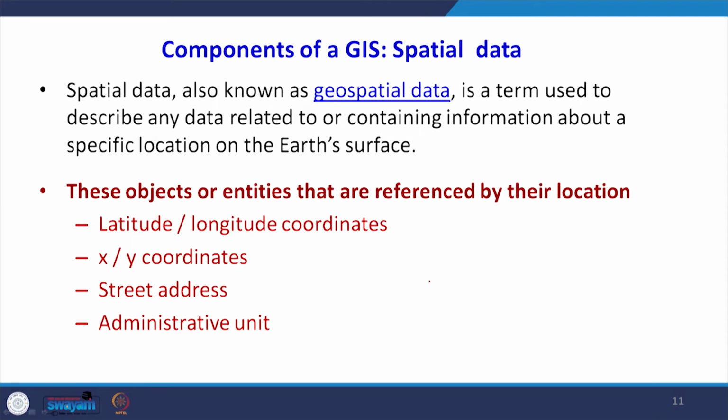So these are the real world coordinate systems in which the spatial data is located, and the entities could be referenced by a latitude and longitude coordinate system, or some xy coordinate system, or be attached to a street address or administrative unit. So this is all the spatial data which we are using in GIS, and everything is linked to real world geographical coordinates.